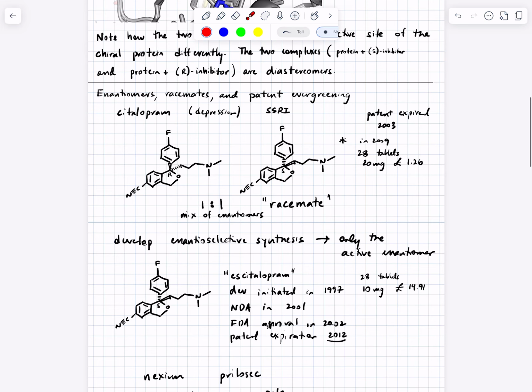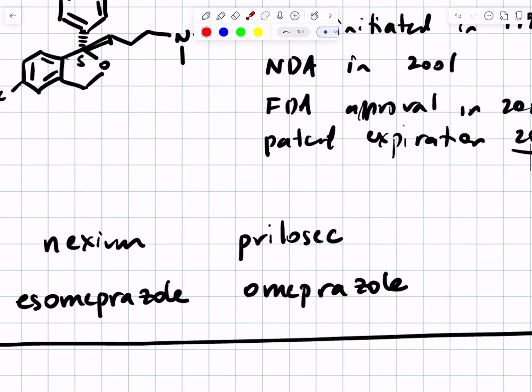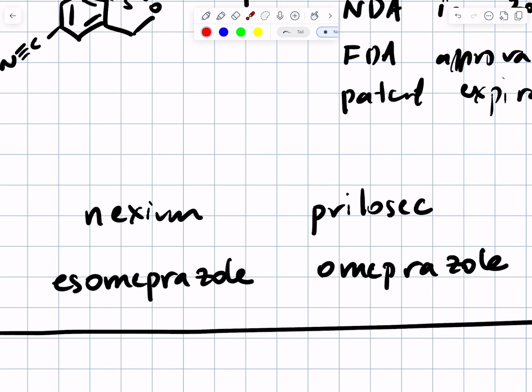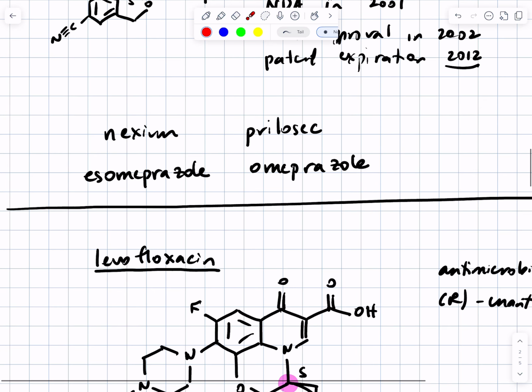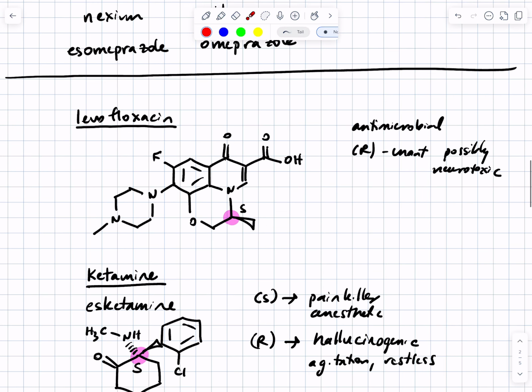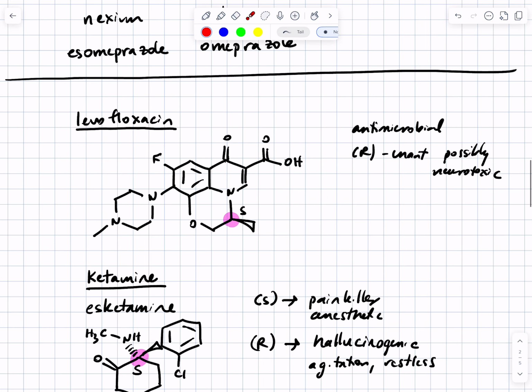So there are multiple stories like this. If you want to go read about them, you may have heard of omeprazole, which is an anti-heartburn kind of drug. It lowers the amount of stomach acid that you make. Same sort of thing. It was marketed as a racemate and then sold after that as a pure enantiomer. That was the difference between Prilosec and Nexium. There used to be commercials on TV for that when I was a kid. There are other examples as well.